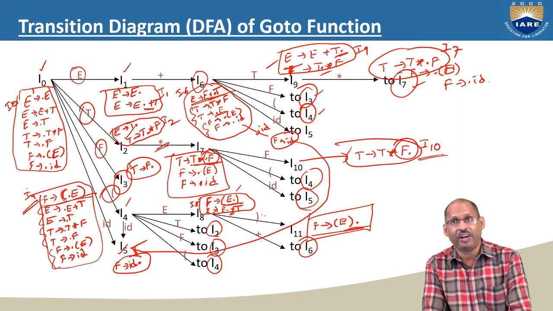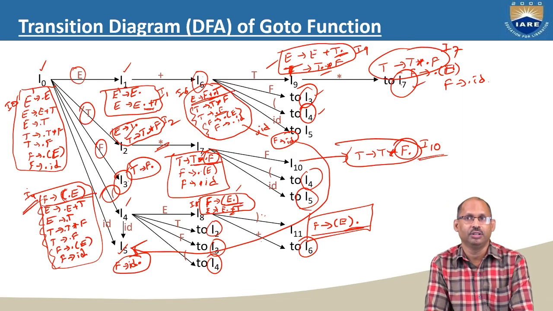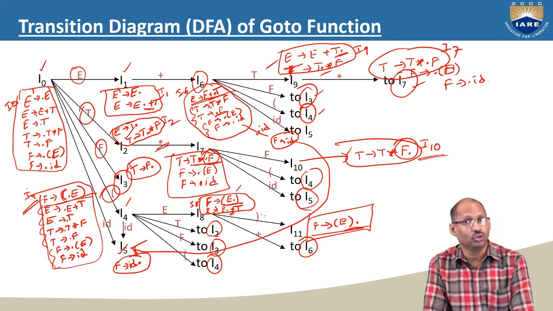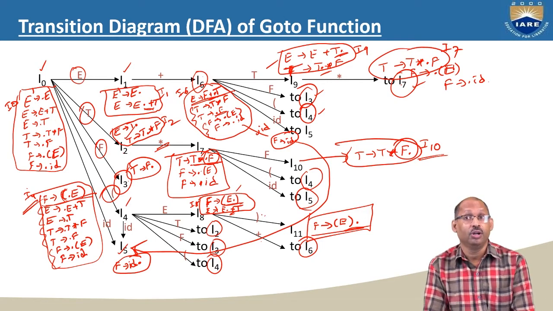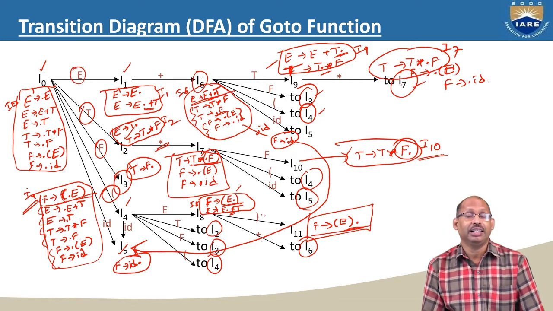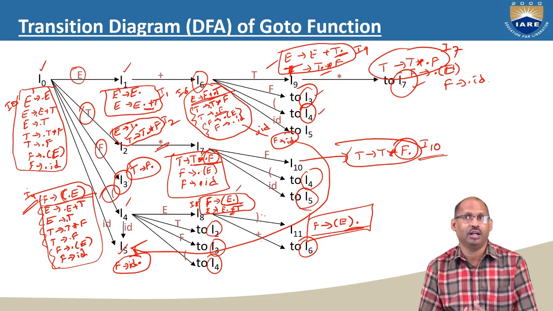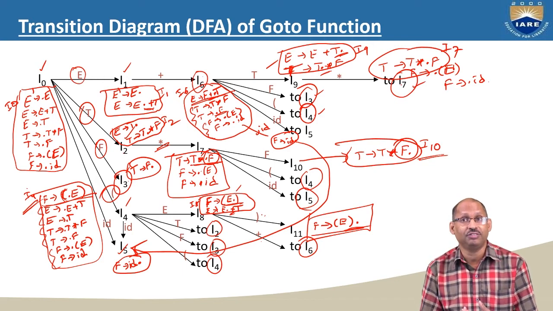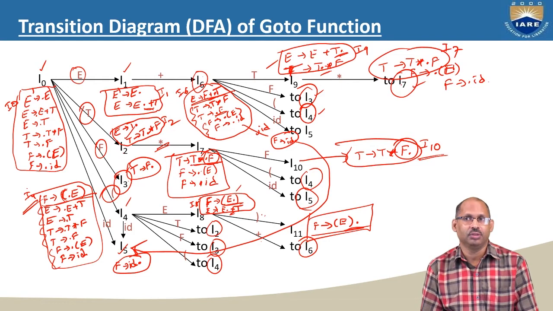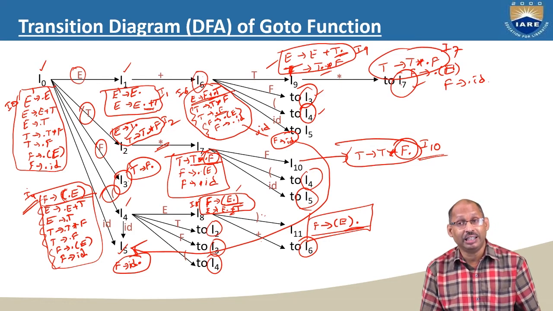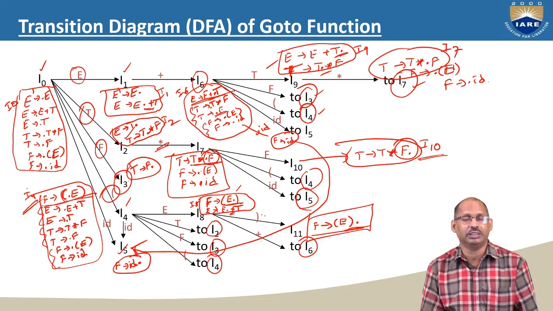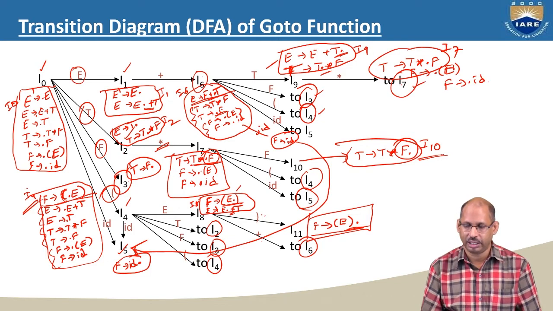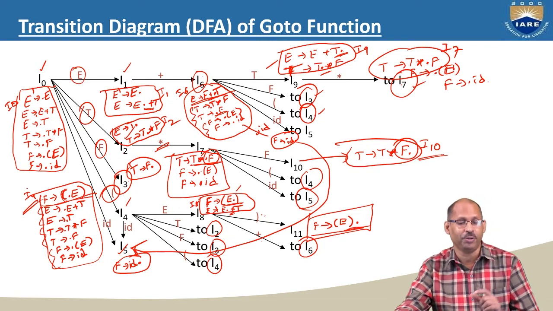So we are rewriting all these groups once again and getting the same groups. There are no more Goto operations and closure operations. Finally, in this DFA of the Goto function, we have 12 states, I0 to I11. So they will be the states in the SLR parsing table. Now we will see how to construct that table from this diagram.